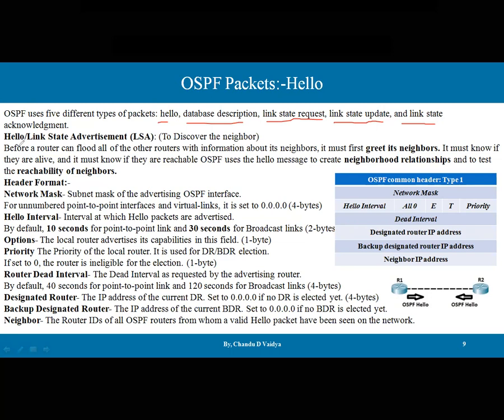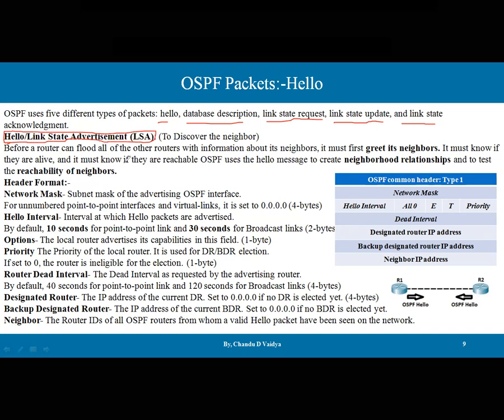The very first is the hello packet, or we can say the link state advertisement packet. This is the alternative name. As you know, guys, the OSPF protocol is used for very large networks, so we need to discover who our neighbors are. The very first purpose of the hello packet is to discover the neighbors.